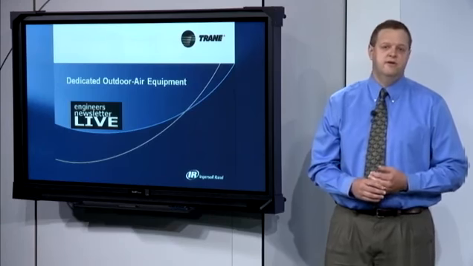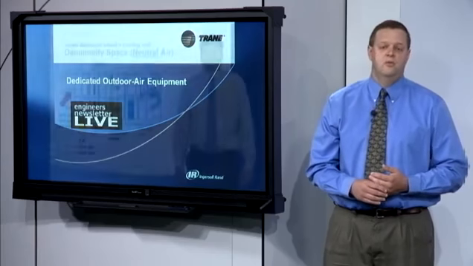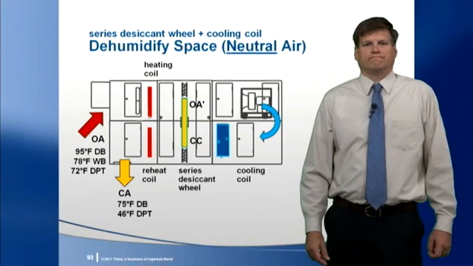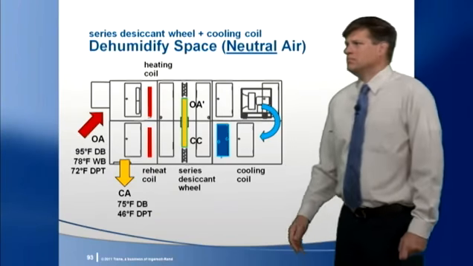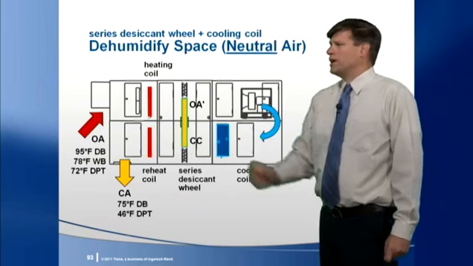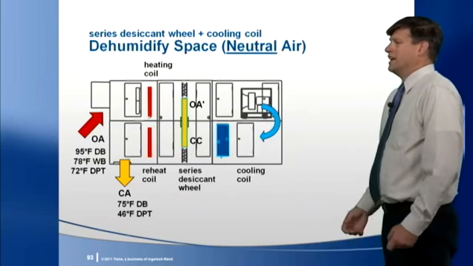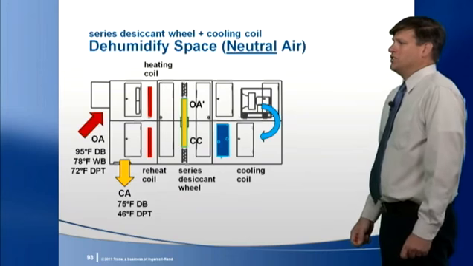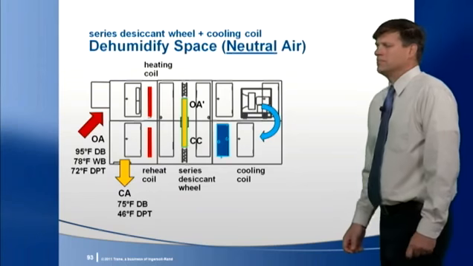The series desiccant wheel will allow the dedicated unit to deliver air at a dew point that is lower than the chilled water temperature. Note that if neutral air is desired with this configuration, a reheat coil will be required to reheat the dehumidified air. As we've discussed, this will shift more of the sensible cooling load to the local equipment, increasing the installed cooling capacity of the overall system.